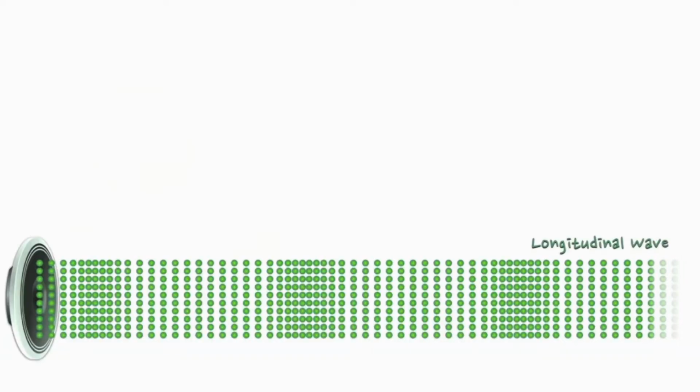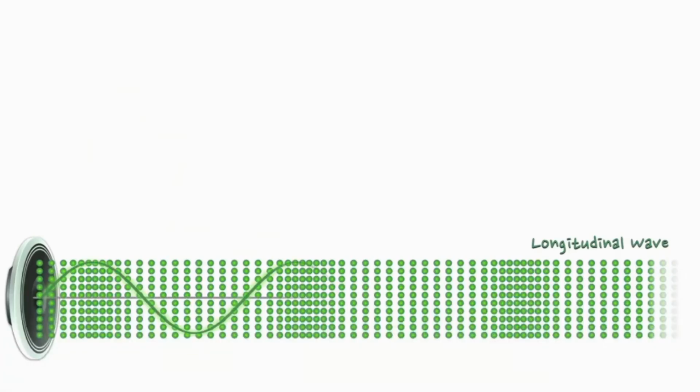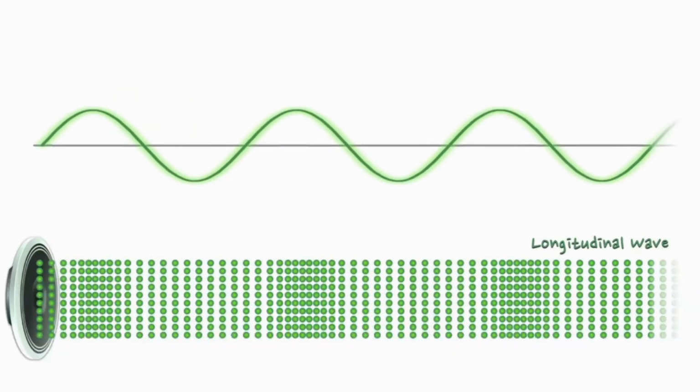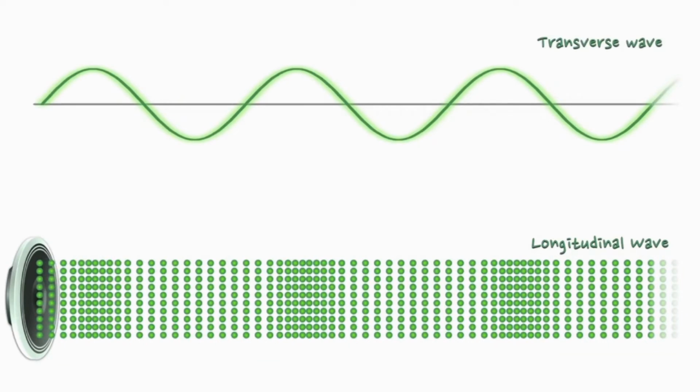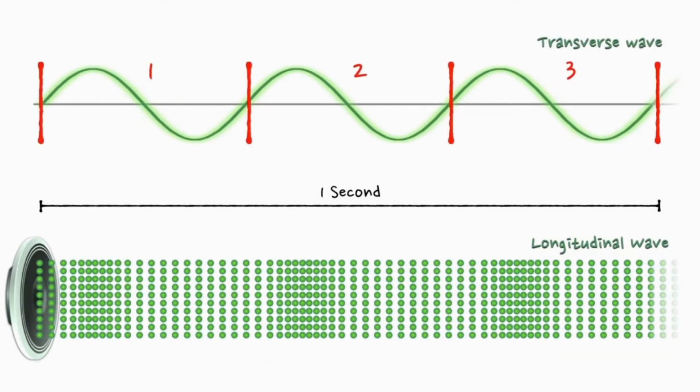Now let's look at this diagram of air molecules vibrating as a consequence of this pulsing of a speaker. What we've presented here is something called a longitudinal wave, but it's a little bit more convenient to present sound diagrammatically using something called a transverse wave. On this diagram, we can see from the transverse waves that there are 3 waves within a time frame of 1 second. This means that the speaker is vibrating at a rate of 3 pulses per second.